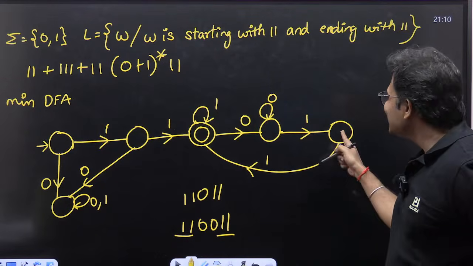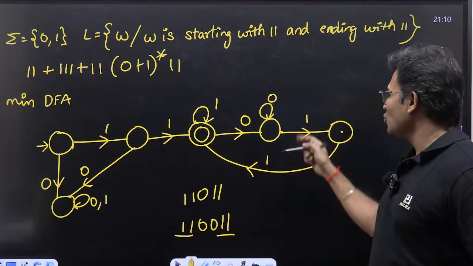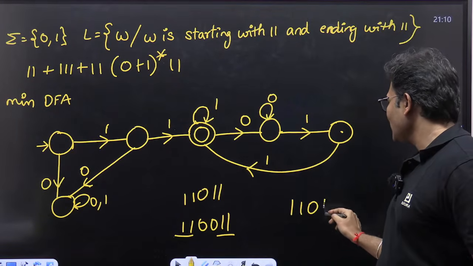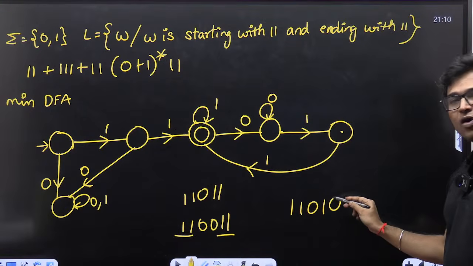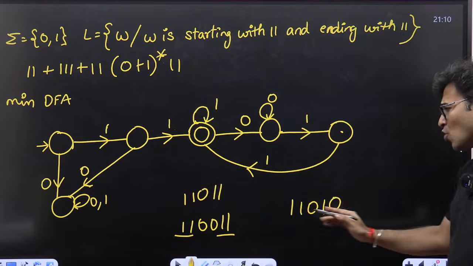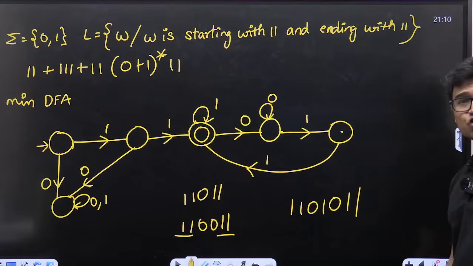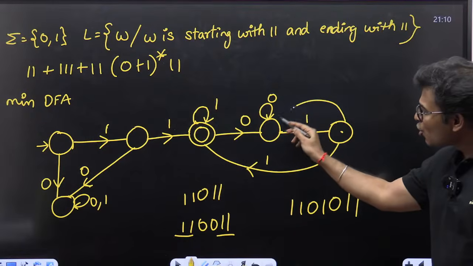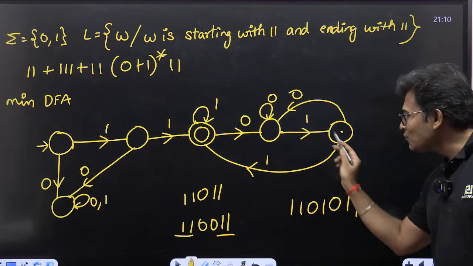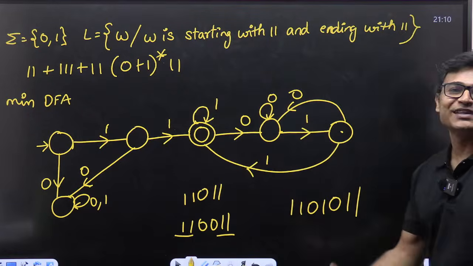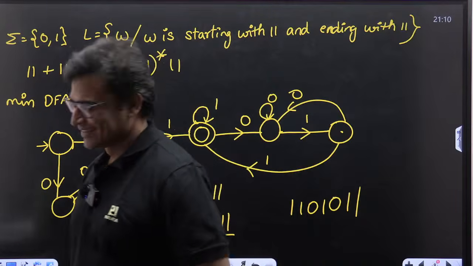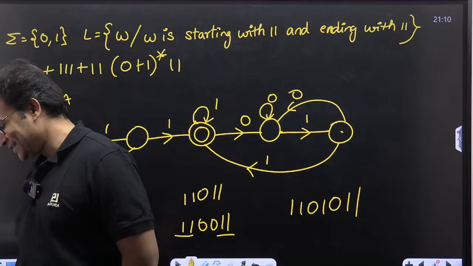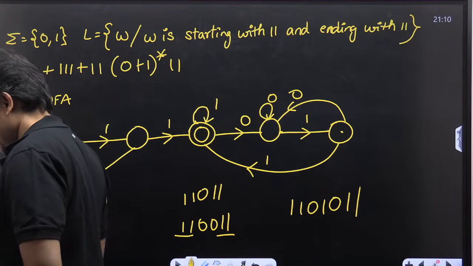How did you reach this state, guys? 1, 1, 0, 1. You have seen 1, 1, 0, 1 and you have reached this state. Now, if you see a 0, there is no other option. You have to see 2 ones. So, if you see a 0, go back and again wait for 2 ones to accept it. Simple? That's how it is. Simple?